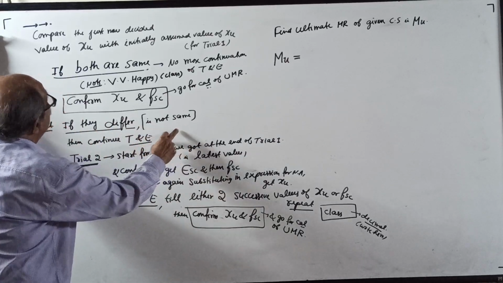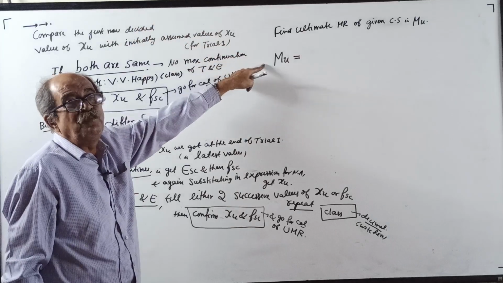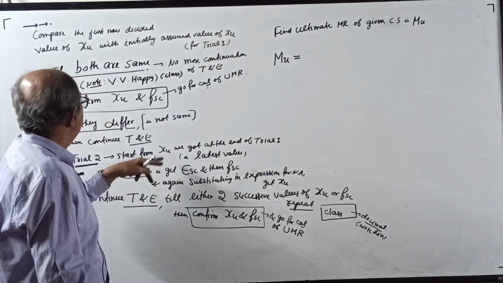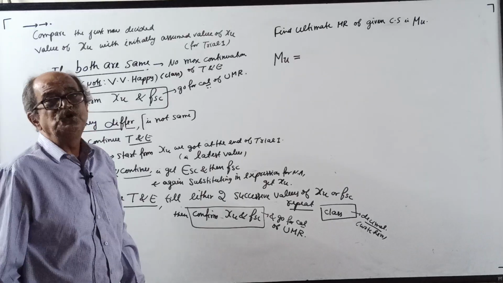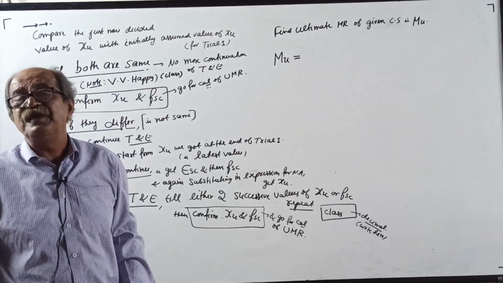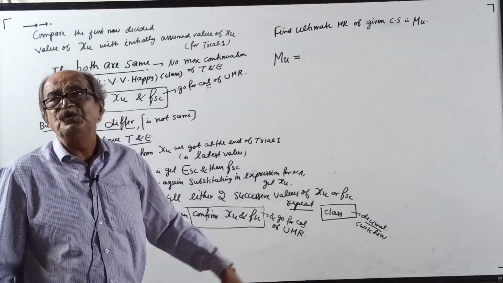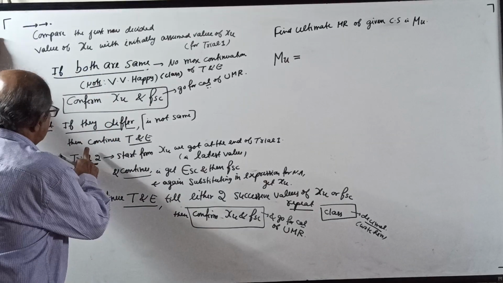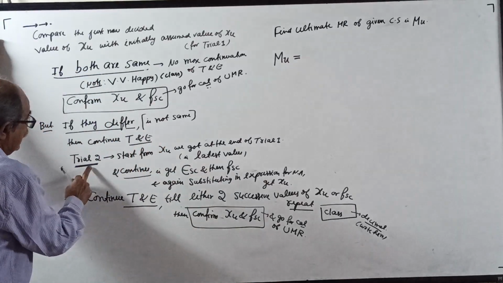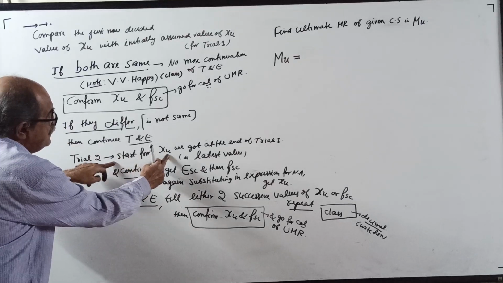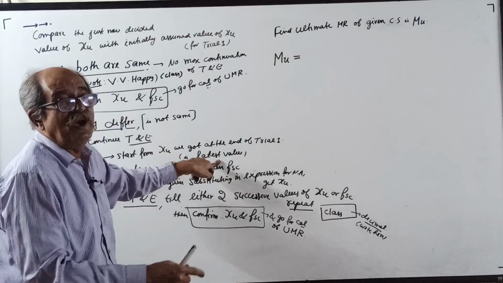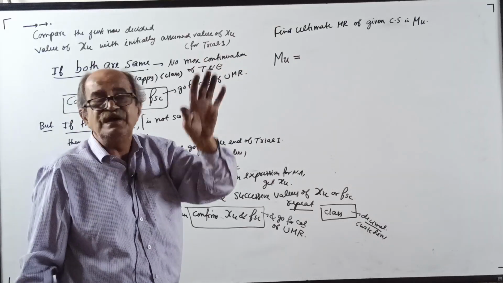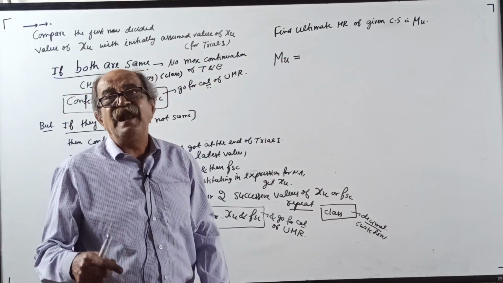But if they differ, differ means not same. The initial value of xu assumed for finding the value of epsilon SC, and the concluded value of xu, if they differ, then continue trial and error. Trial 2: start from the xu we got at the end of trial 1. That is the latest value. Initial value cancelled. See, the trial and error means what?